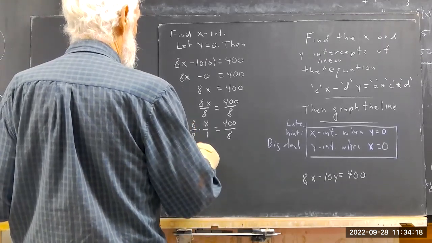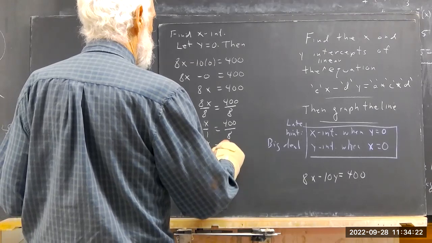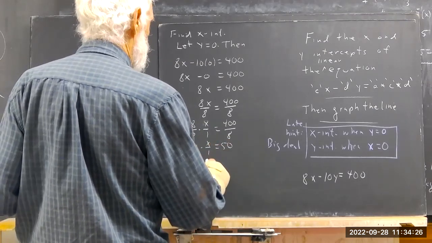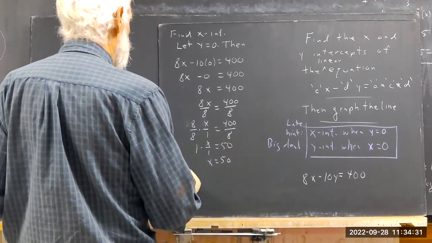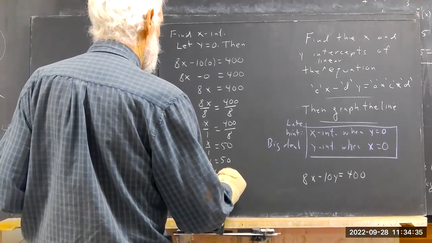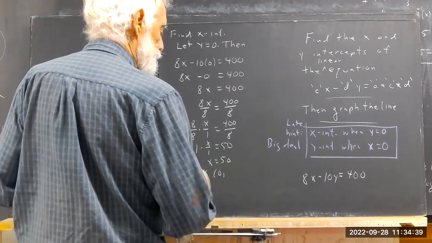8 divided by 8 is 1. That's times x over 1, and that equals 50. And of course, x divided by 1 is x, and 1 times x is x. So we get x equals 50, so that the y-intercept, the x-intercept.